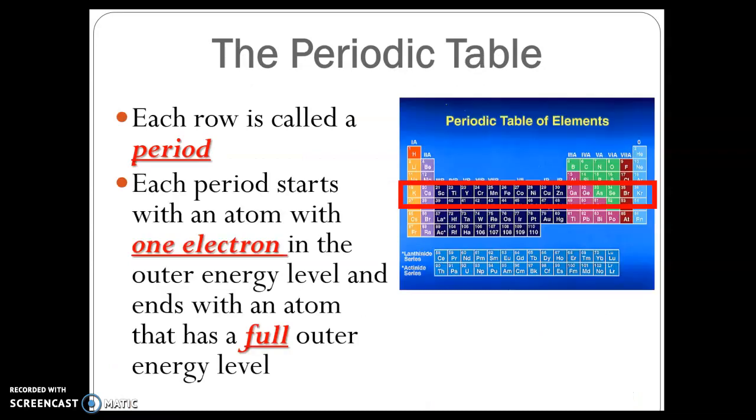The periodic table is also divided into periods, which are the rows going across. Each period starts with an atom with one electron in the outer energy level, and it ends with an atom that has a full energy level, a full shell.